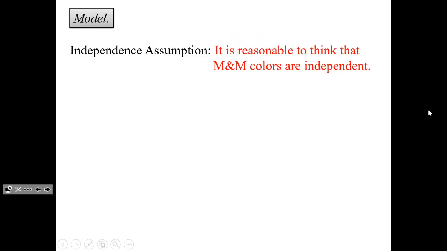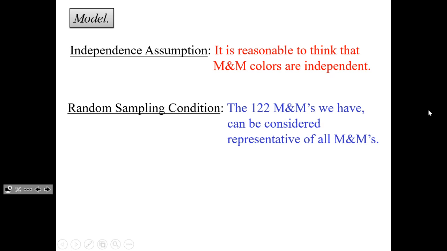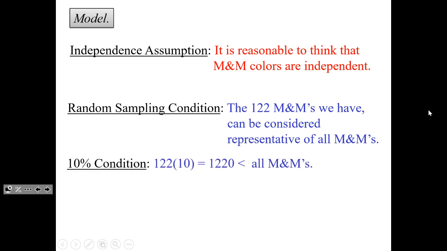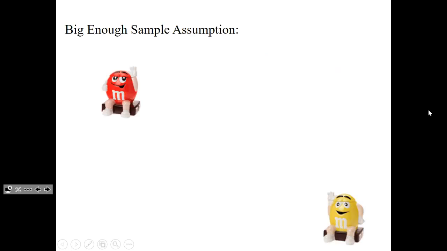So my model, well, I need my independence assumption. It is reasonable to think that M&M colors are independent, that they don't affect each other. If you get one that's orange, that should be independent from what another M&M turns out to be. Random sampling: 122 M&Ms could be considered representative of all M&Ms and a random sample of M&Ms. 10%, well, 122 times 10 is only 1,220. That's pretty certain to be less than all the M&Ms on the planet. So it looks like my independence is going to be met. Big enough sample. Again, now I have to go back to using my p, not p-hat.